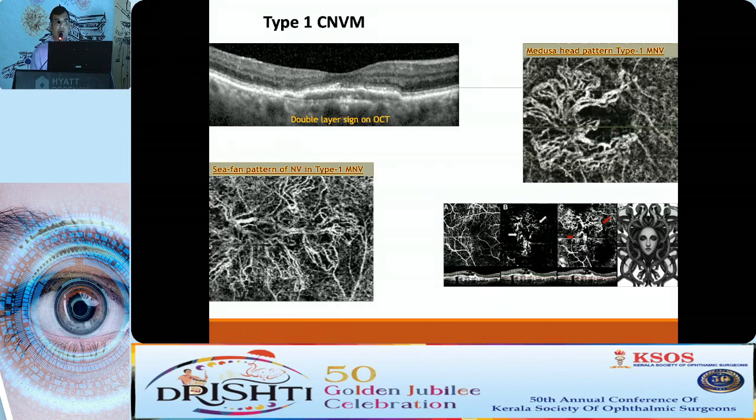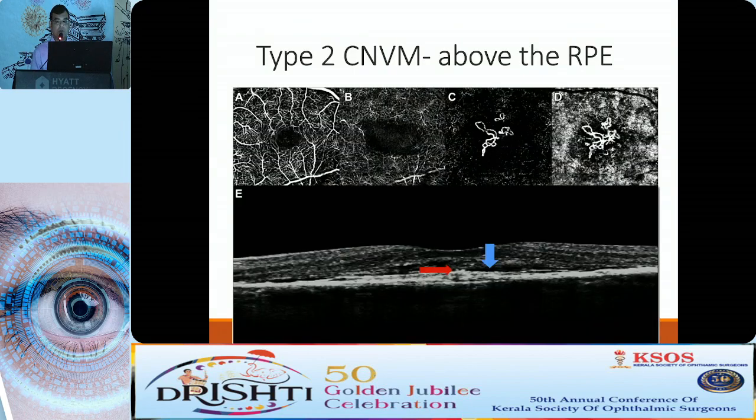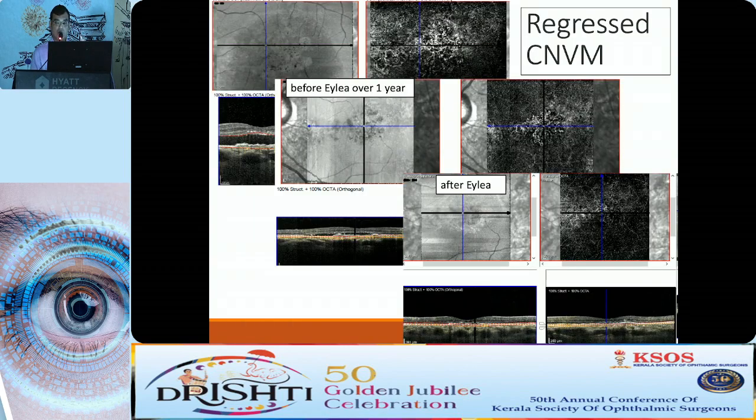This is type 1 CNVM, in which you will see CNVM at the level below the RPE. So this is the example I'm showing. And in the third image, you're seeing CNVM above the photoreceptor layers, which is very characteristic of type 2 CNVM. I'll just rush. You can follow up the CNVM over the OCTA.